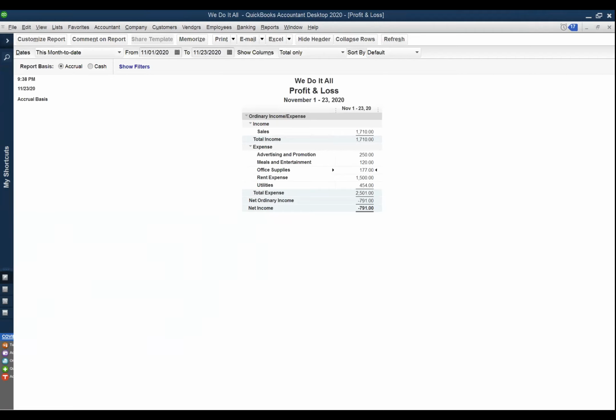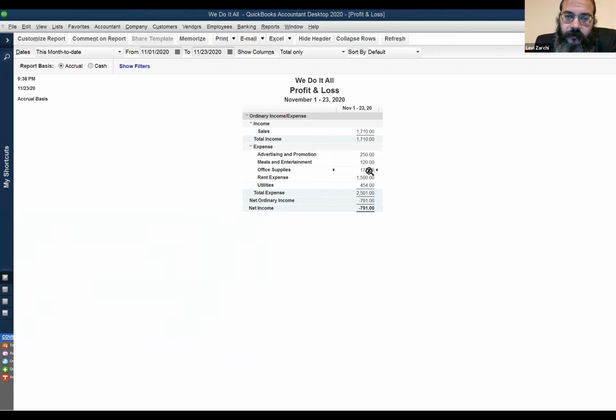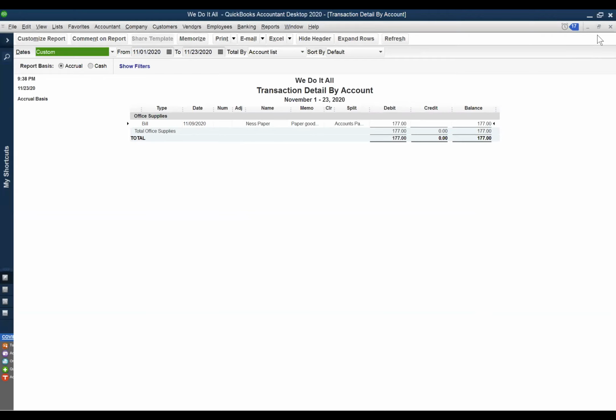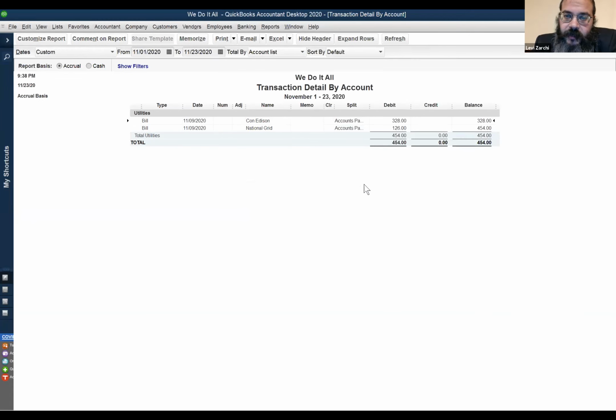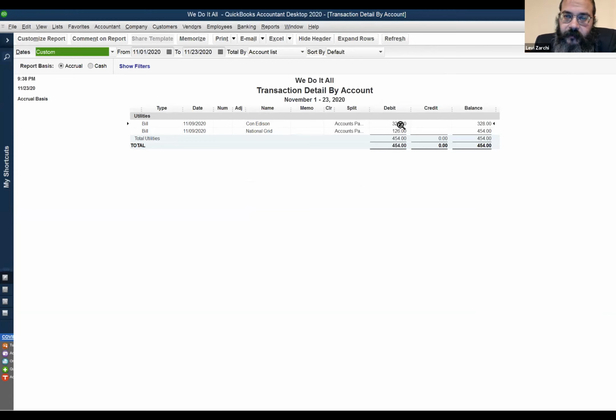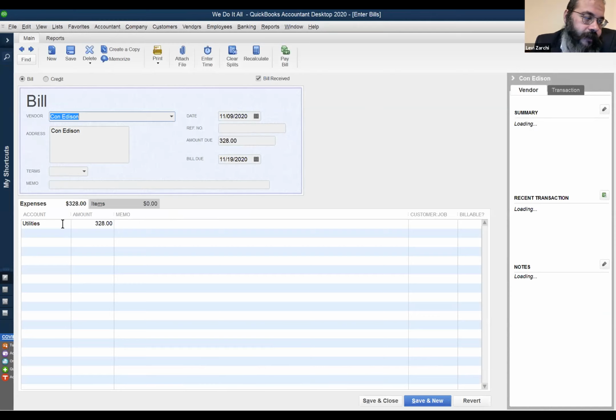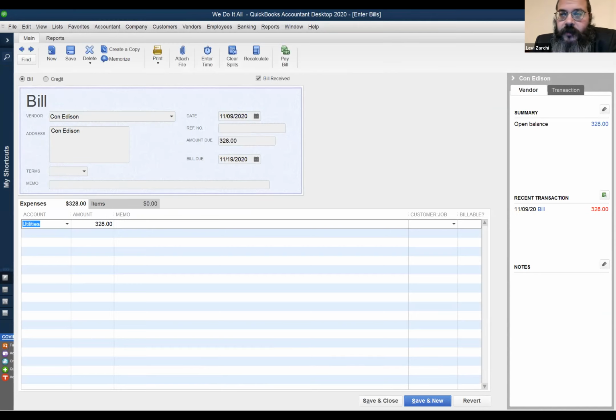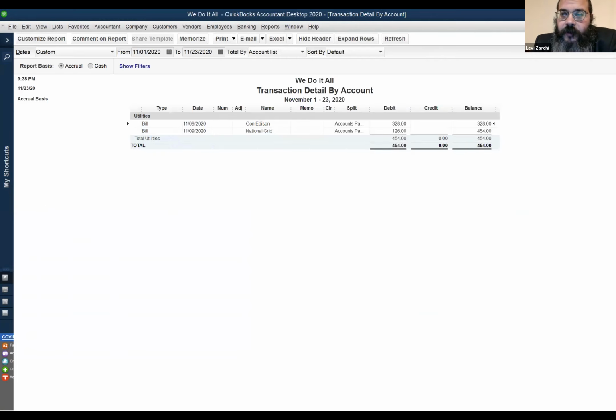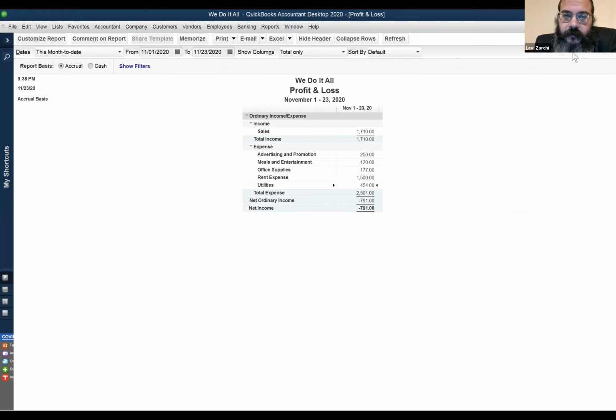Okay, so I have an electric bill for 328. Yeah, it's 328 in office supplies. Again, I'm sorry, it belongs in utilities. You've got to recategorize it. Double click on it. It's actually Con Edison. So you double click on Con Edison, go to the account at the bottom, and change it to utilities. But again, before you go to details, what's your total net income?